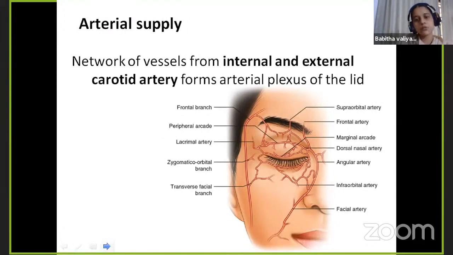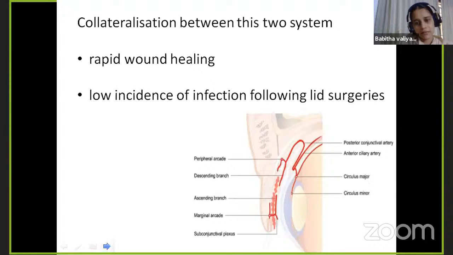In the upper lid, there are 2 arterial arcades, whereas in the lower lid, only 1 arterial arcade. This is the marginal arcade and this is the peripheral arcade. This rich collateralization between these two systems is responsible for rapid wound healing of lid wounds and low incidence of infection following lid surgeries.